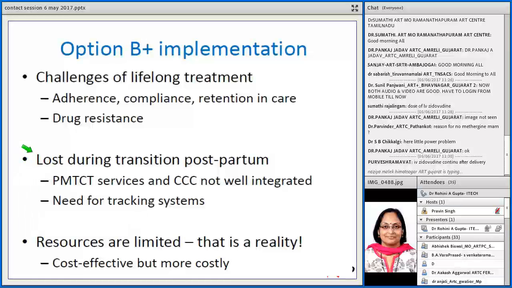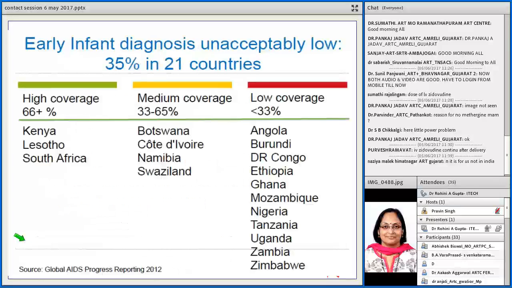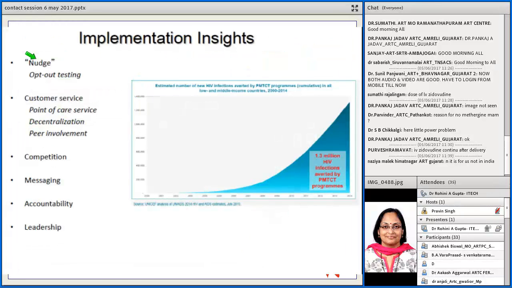Loss during transition postpartum, that is, the integration of PMTCT and CCC is not well integrated. We also need to track these pregnant women or breastfeeding women. Early infant diagnosis is very low, 35% in the 21 countries where the global plan was to be implemented. What are the implementation insights we received? 1.3 million HIV infections have been averted by this new option B plan.